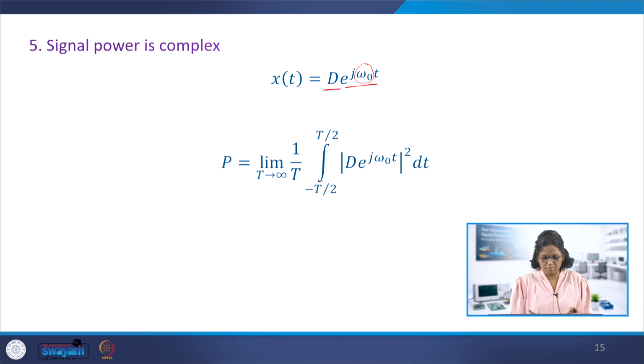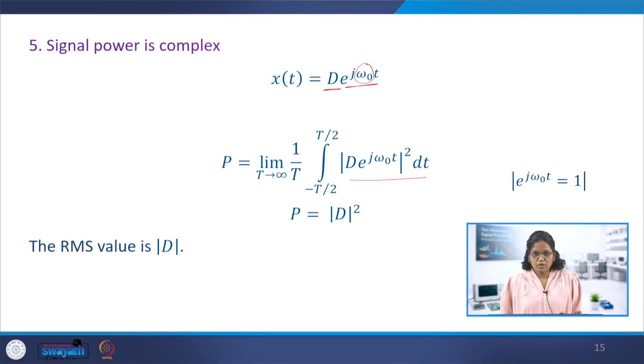So t varying from minus T by 2 to plus T by 2, and the limit of T going to infinity, 1 by T, and D e power j omega naught t, the whole square dt. So this is x of t square, the magnitude squared. This part would result in 1, so D square dt integrating would result in P equal to simply D square. By substituting the limits, the power is going to be only the amplitude, that is D square.